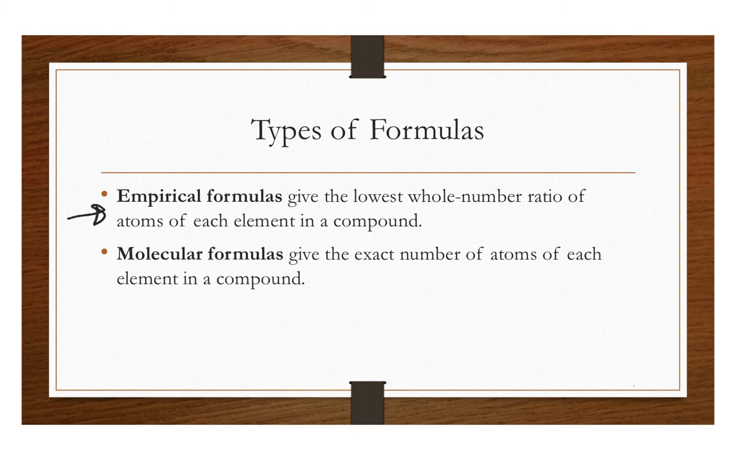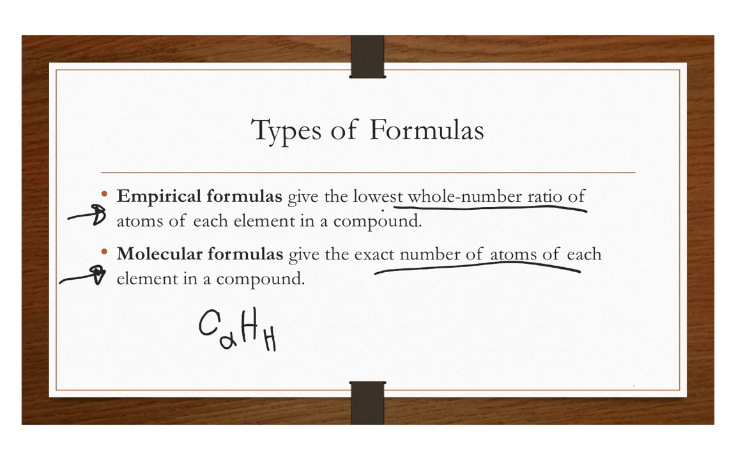There we go. Right. When we talk about chemical formulas, 2 formulas that we're going to be aware of right now. One is the empirical formula, which gives the lowest whole number ratio of atoms in each element. Molecular formulas give us the exact number of atoms in each element of a compound. So perhaps you have C2H4. That is my molecular formula. What's my empirical formula? Well, go ahead and reduce these both. So the empirical formula would become CH2.